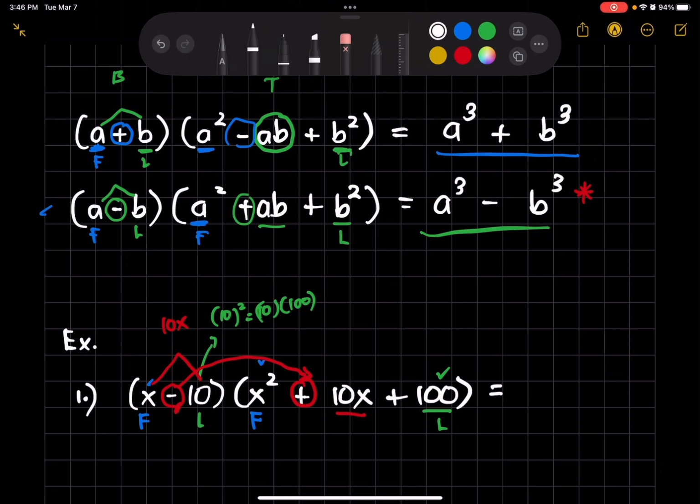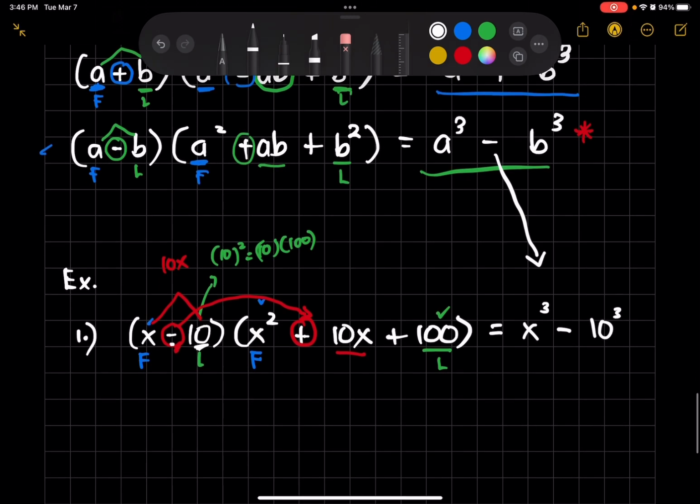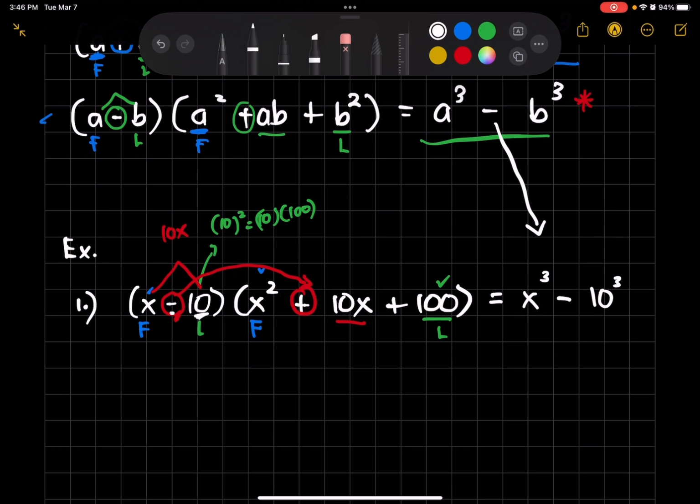So the first term here is x. So x lang natin yan, and then i-cube lang natin siya. And lagi siyang minus niyan kasi we use minus here. And then cube the last term. Kasi yung b natin dyan, that's 10. That's the last term in the binomial. So we have 10 cubed. Okay? So syempre, that's not yet the final answer. We need first to simplify 10 raised to 3. Okay? So we have x cubed, rewrite lang natin x cubed, minus 10 raised to 3.